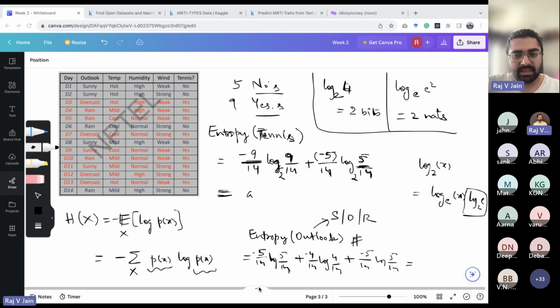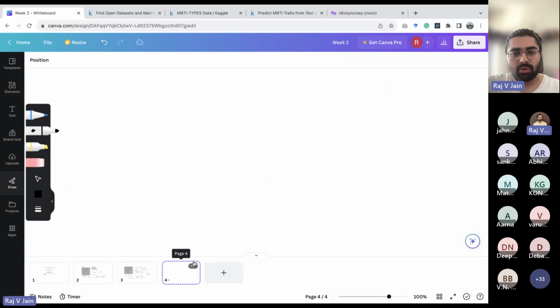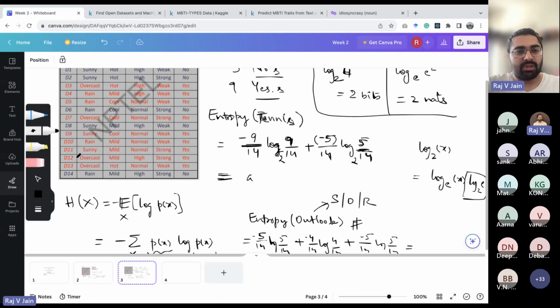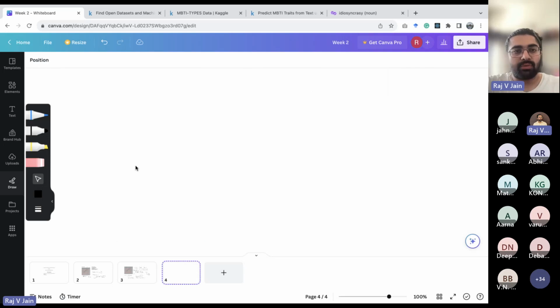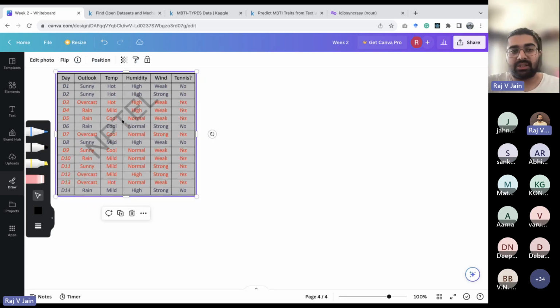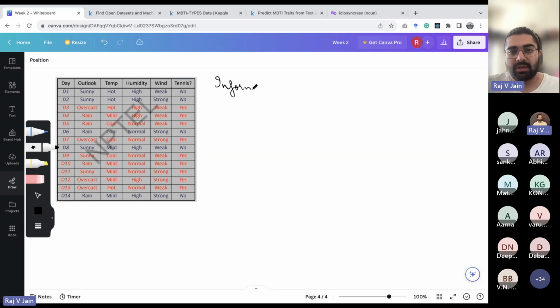So the next thing I wanted to discuss is how to select the root node, right? I had so many variables with me, all these four features. So how do I choose which node to start from? Where do I start the decision tree from? For that, we use this idea of information gain, or entropy information gain, basically.